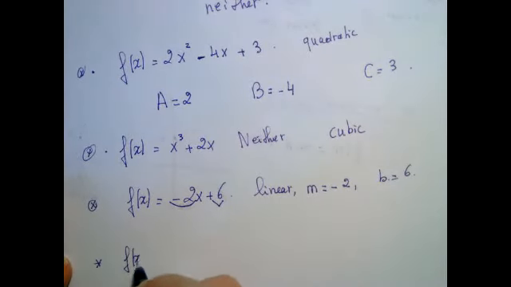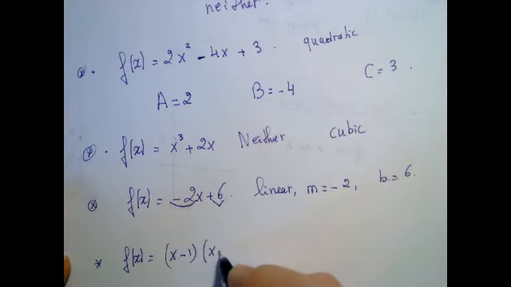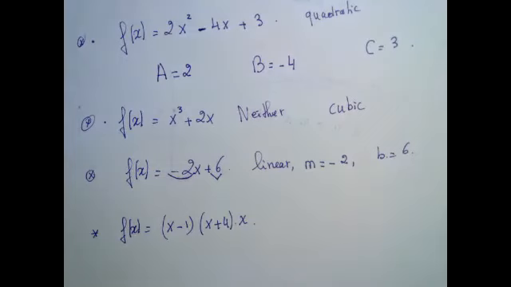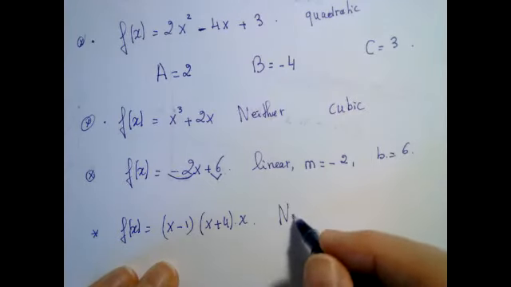Suppose I have f of x equals x minus 1, I don't know, x plus 4 times x. Okay, quadratic, linear, neither. Neither. I don't think it's neither because if you distribute the x plus 1 to x plus 4, that'll equal a quadratic equation. Yeah. And then you multiply another x, it'll turn into a cubic. Absolutely correct. So that's neither.